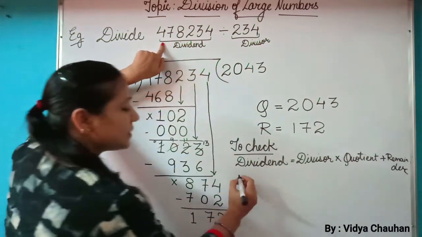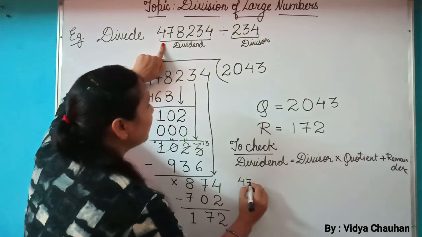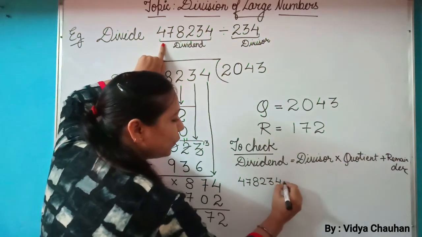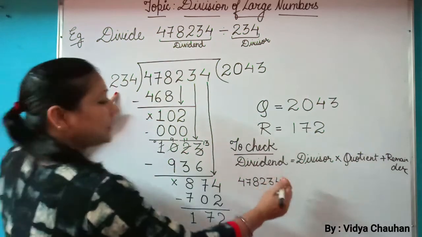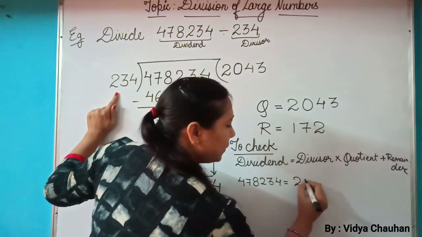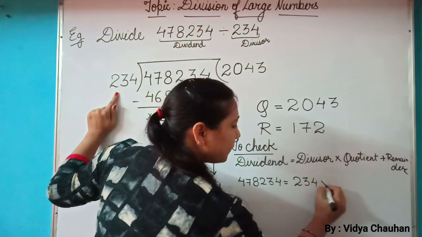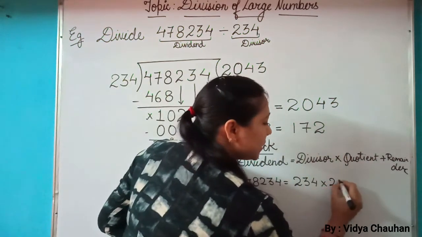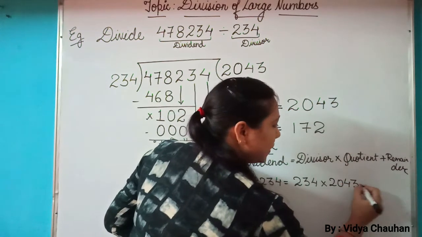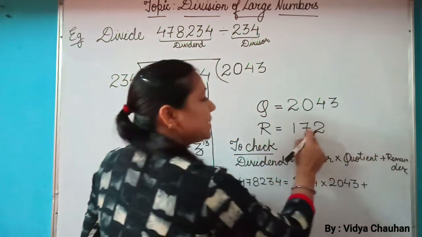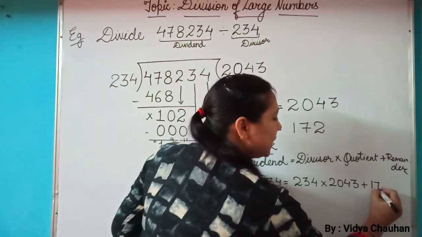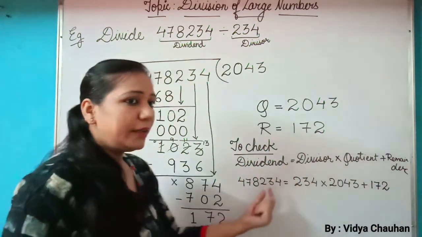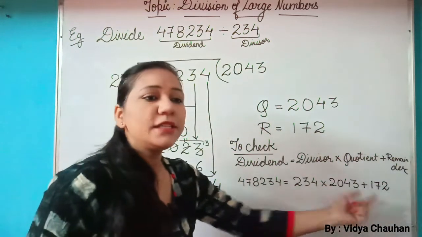Our dividend is 478,234. What is the divisor? Divisor is 234. What is our quotient? Our quotient is 2043. And plus our remainder, and remainder is 172. So very first you will write the formula, and then you will put all these values.